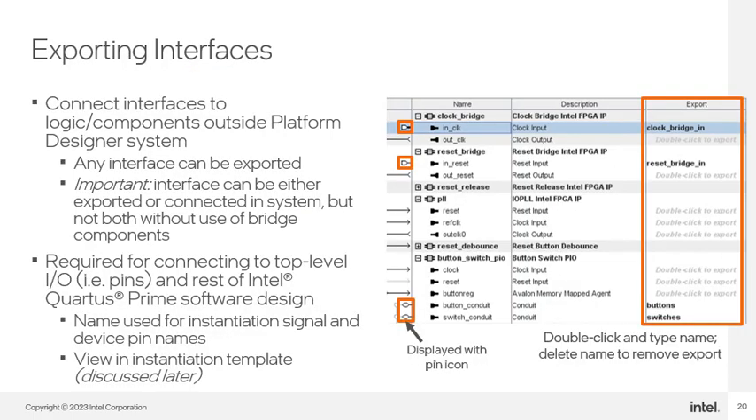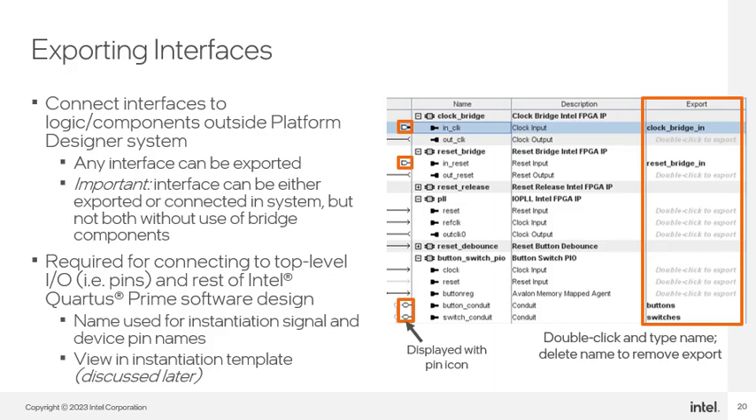In Platform Designer, any component interface can be exported out of the system. Exporting an interface brings the signals that make up that interface out to the top level of the Platform Designer system to be connected externally, either to connect to other parts of the Intel Quartus Prime project or directly to device I/O pins. To export an interface, double-click in the Export column for the interface you want to export.